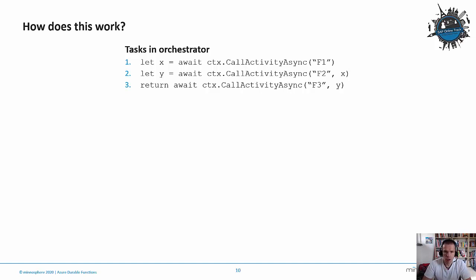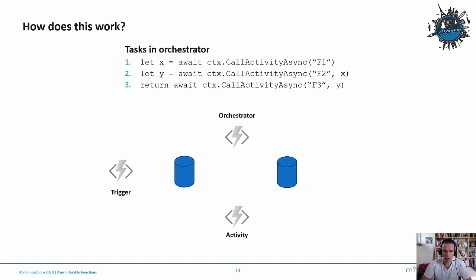Now, how does Azure Durable Functions solve that? What we have here is three things. We have a trigger, which kicks off the orchestration, which tells the function, hey, I have something to do for you. We have an orchestrator who, as the name intends, orchestrates the work. And we have activities, which are the functions that do the work.